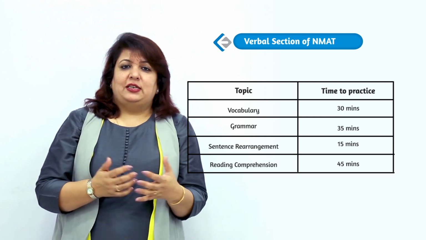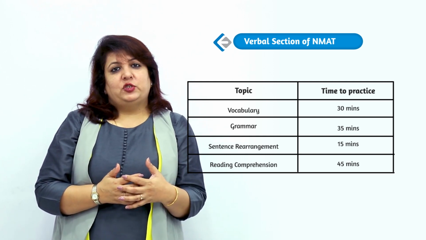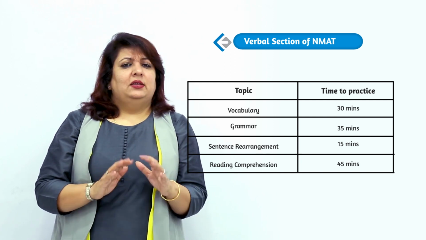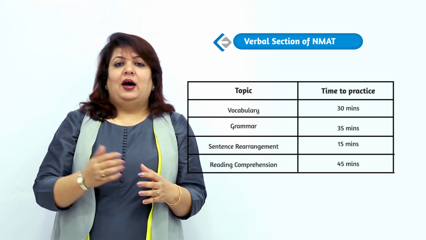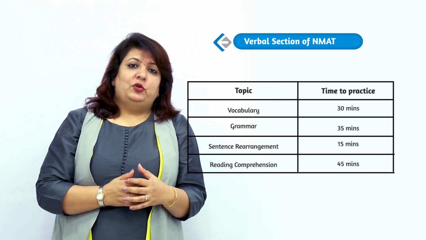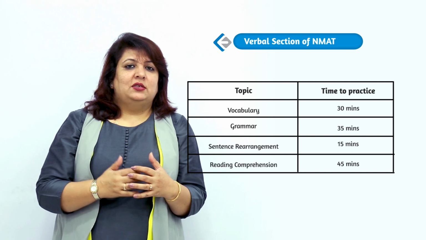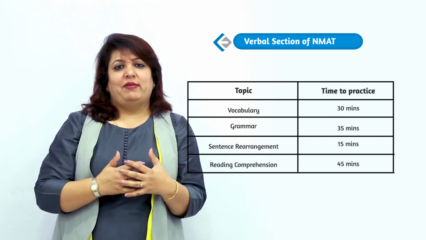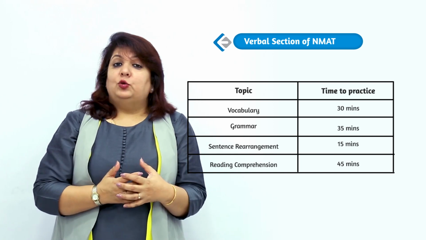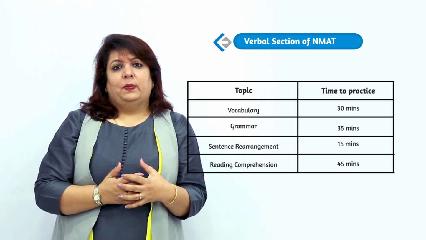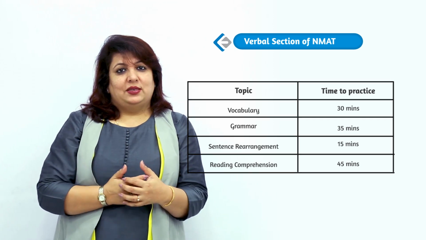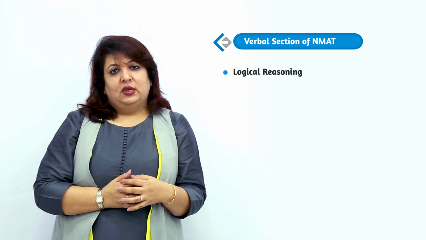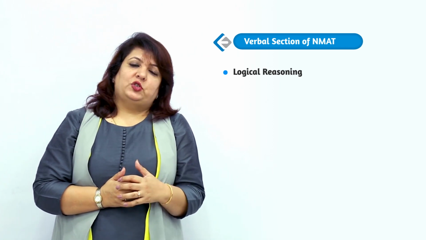Sentence rearrangement, that is parajumbling, around 10 questions, if you practice on a daily basis, which will take 15 minutes, that's more than enough. RCs, I just now told you, if you spend 45 minutes to crack 5 RCs on a daily basis, I'm sure a good reading speed and accuracy can be built over these few months.